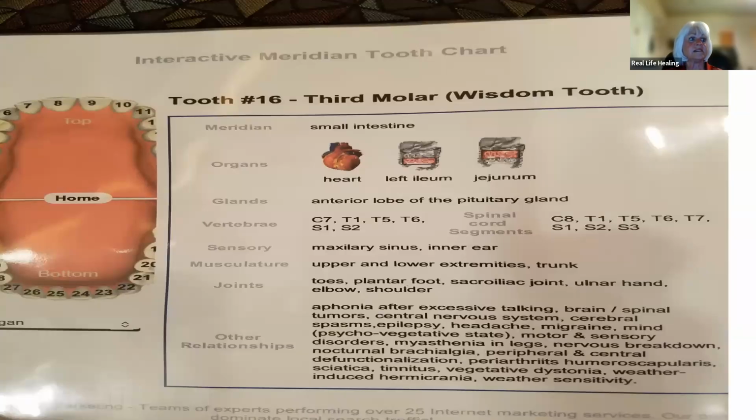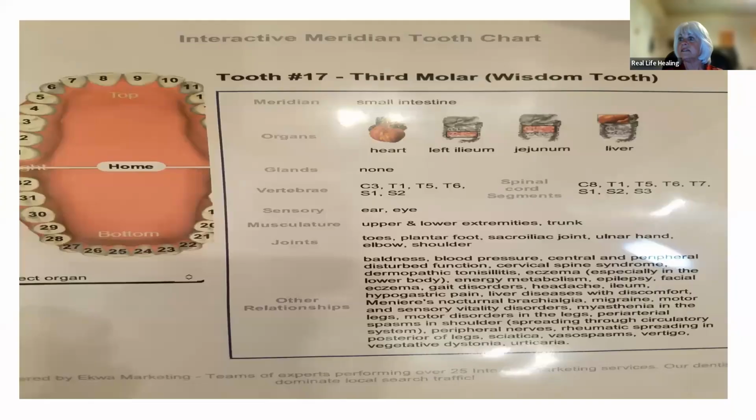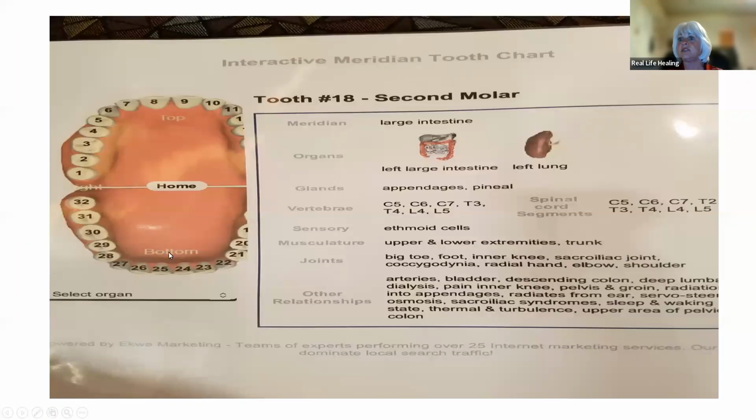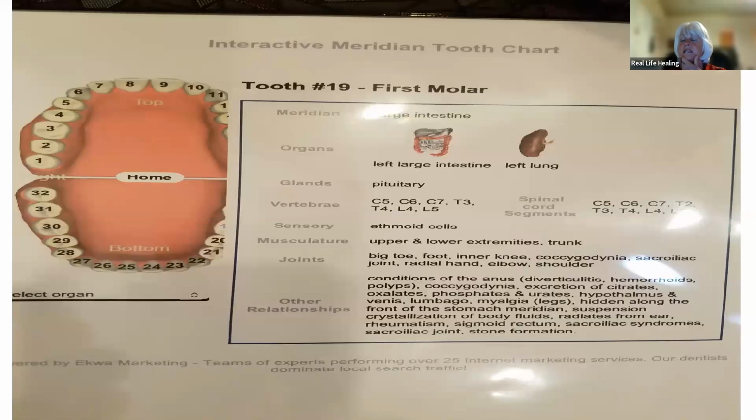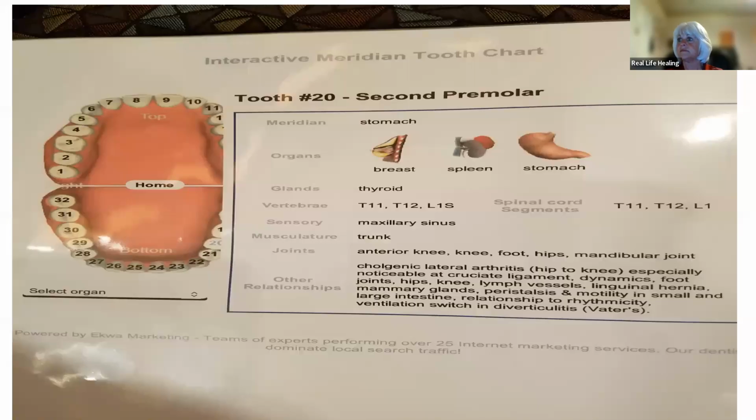16, 17. So here we are going around. Probably can't see it because it's hidden behind here, but we're almost going down to the bottom, the jaw underneath. 19. Look at the joints there, my goodness. Breast, spleen, stomach. Again, here your gland is going to be your thyroid.